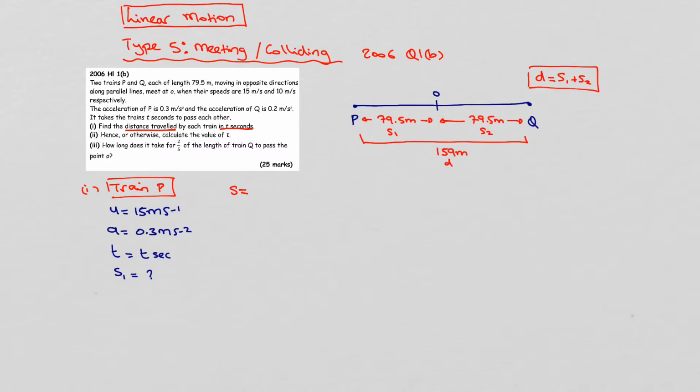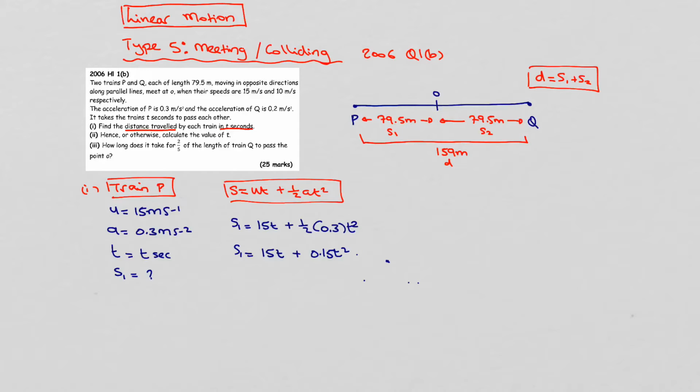So we'll have S equals ut plus a half at squared. And if we sub in our values, then S1 is equal to 15t plus a half times 0.3 t squared. So in other words, S1 in terms of t will be 15t plus 0.15 t squared. So that's our distance for the train P in terms of t.